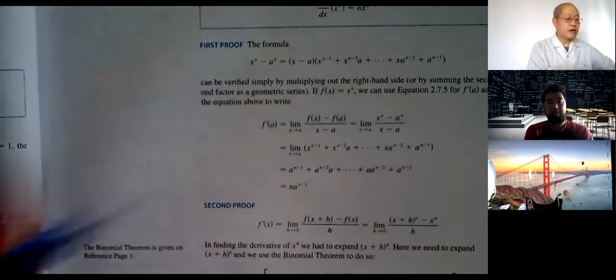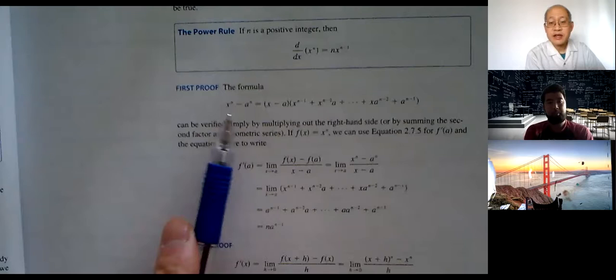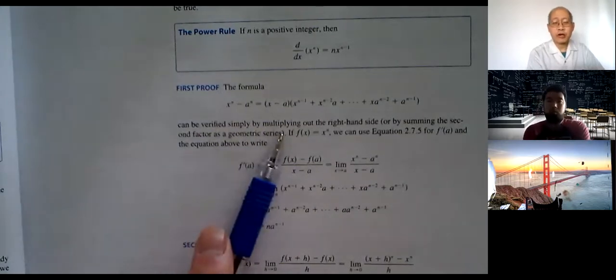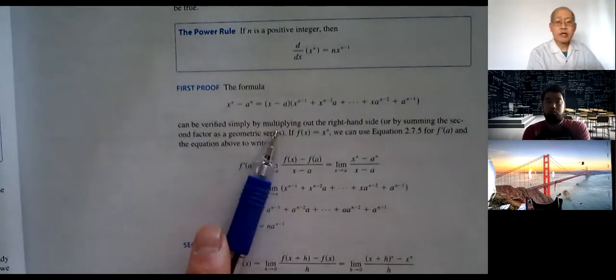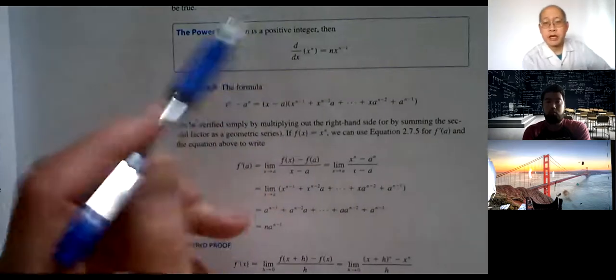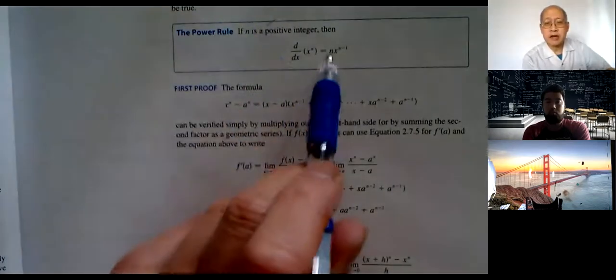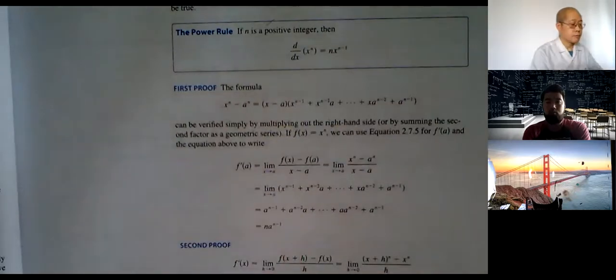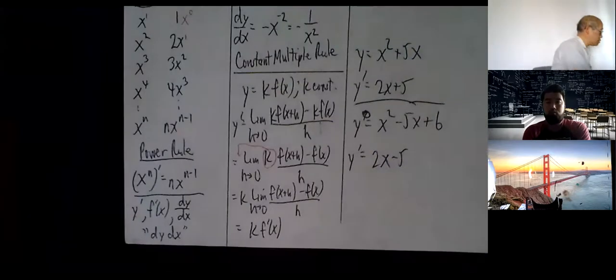The book gives you a little bit of a proof. Okay, it's not really a full proof. Their proof only works for integers. We're claiming that this rule works for any real number. The plausibility argument that they're giving you is that n is an integer. It works for any real number. Okay, so let me give you some examples.